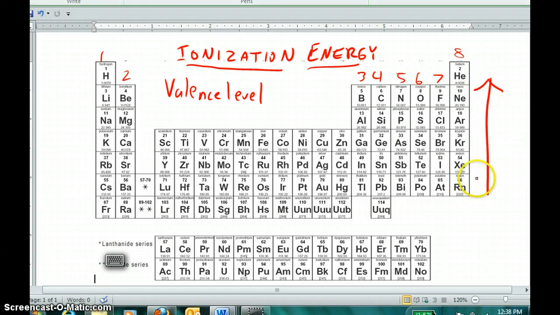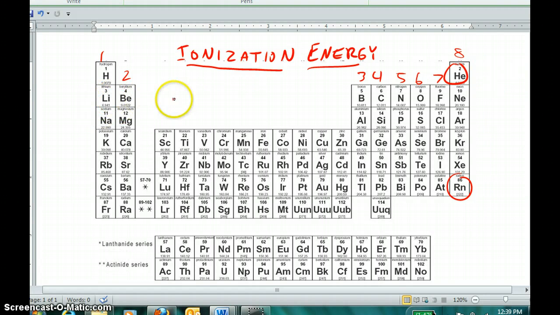And that's why we see this general increase as you go up through a group, because the electron from, say, radon would be coming from the 7th principal energy level, whereas that from helium is coming from the lowest possible energy level of n equals 1, very close to the nucleus. So it gets progressively harder to ionize the atom, and therefore it requires progressively more energy.